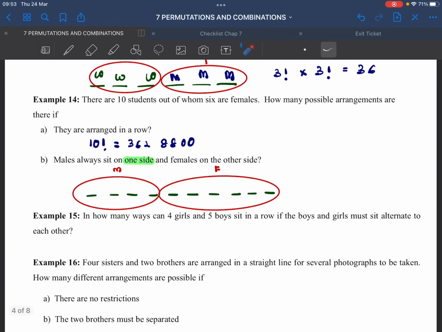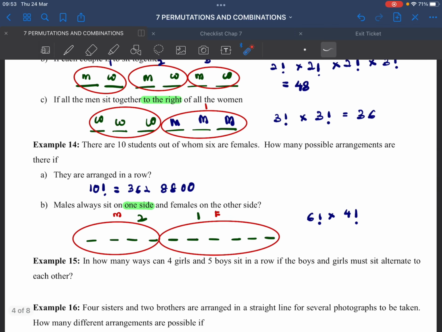Okay, let's see. Dalam female ni, antara 6 orang ni boleh arrange together. So, that's going to be 6 factorial. Yang males ni, antara 4 orang ni boleh bertukar tempat. 4 tempat. So, 4 factorial. Okay. So, now, this is considered as 1. And this is considered as 2. So, can these 2 be arranged? Boleh tak yang female duduk sini, male duduk sini? Boleh, sebab the question only said that male on one side, female on the other side.